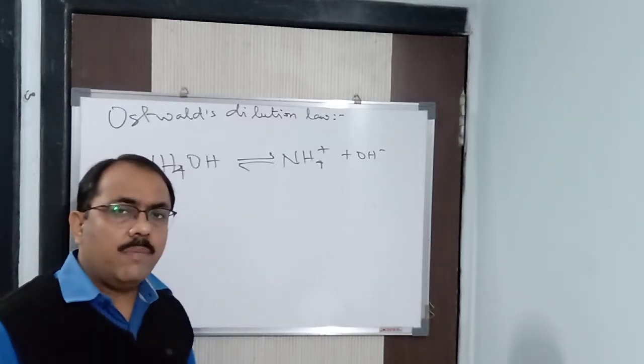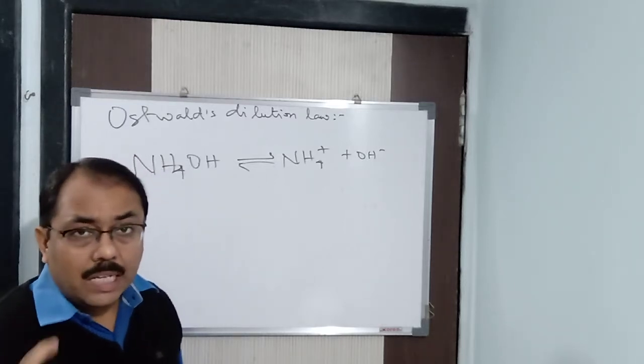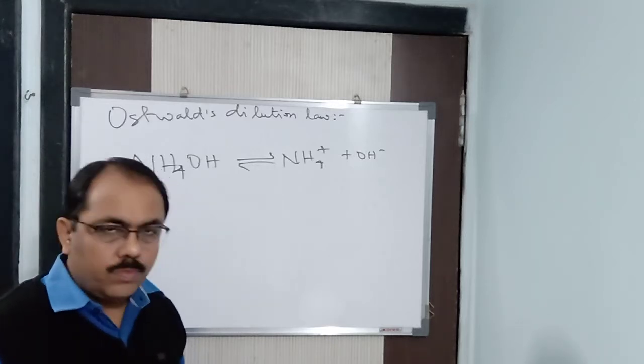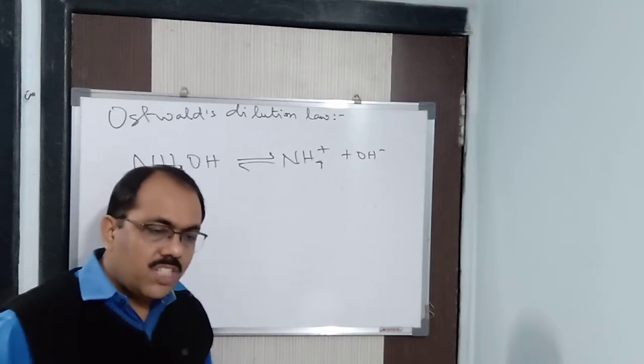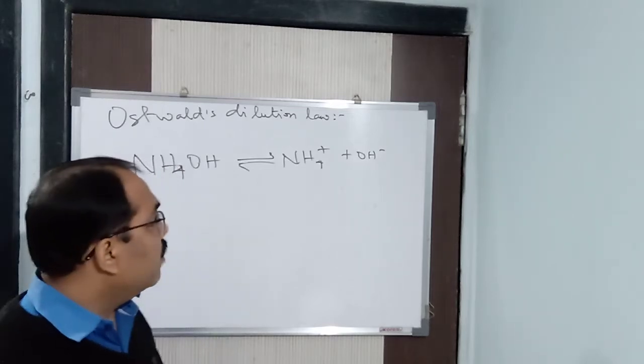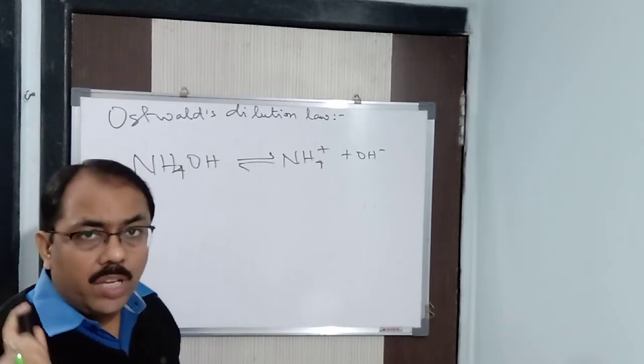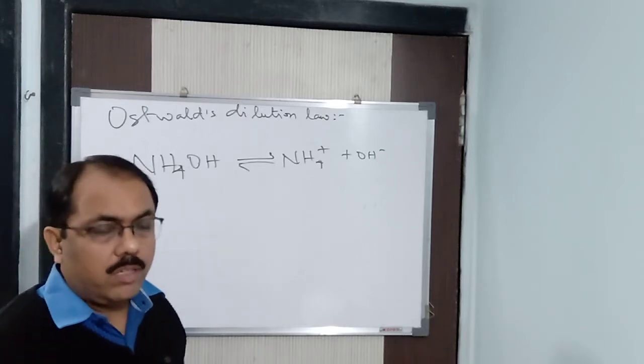So basically in this chapter we are going to study the weak electrolyte. In certain cases you will study the strong electrolyte also. So now the law which I am going to derive, the Ostwald dilution law, you will see is true for weak electrolytes. It is not true for strong electrolytes.